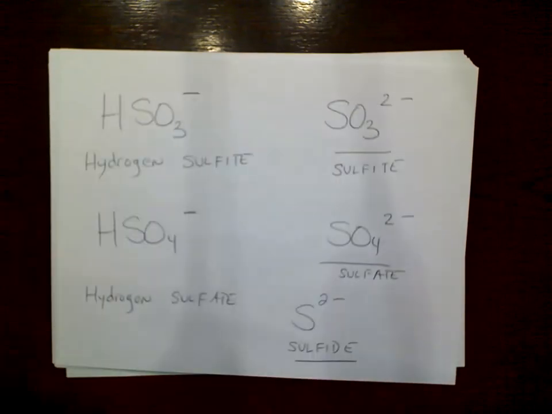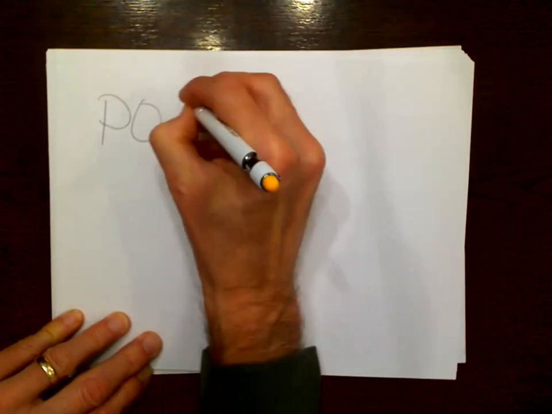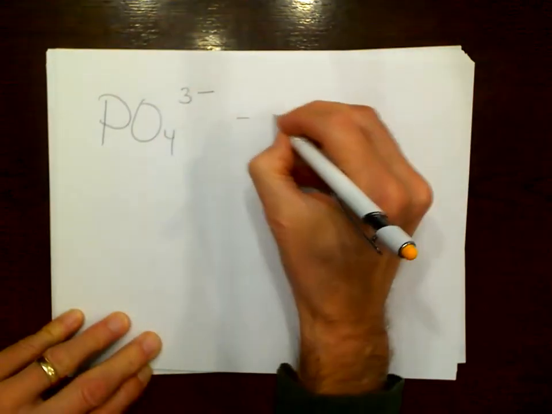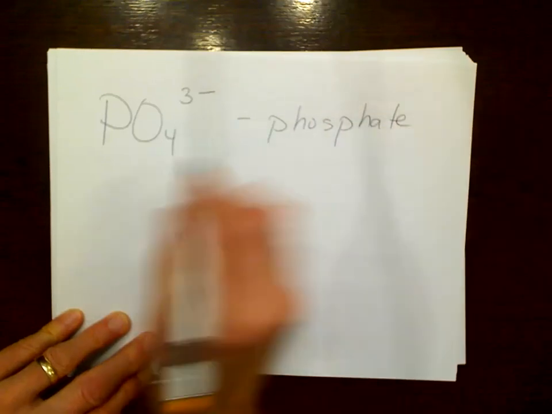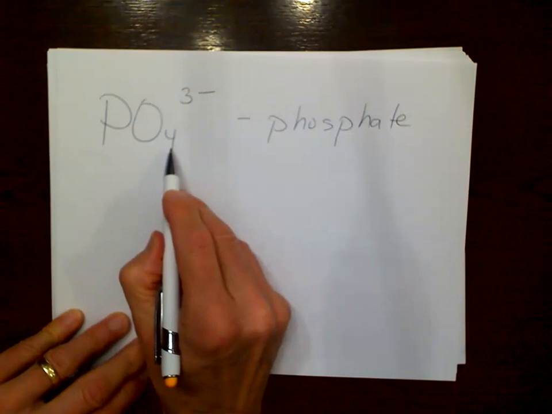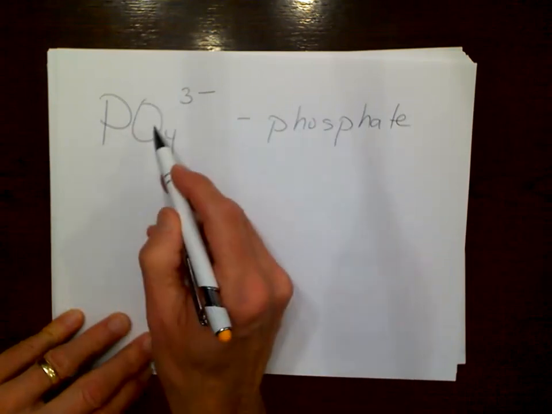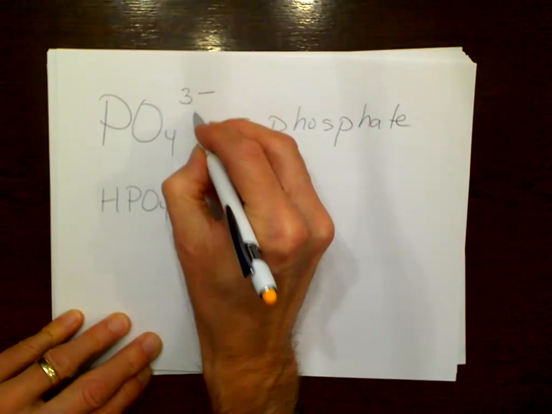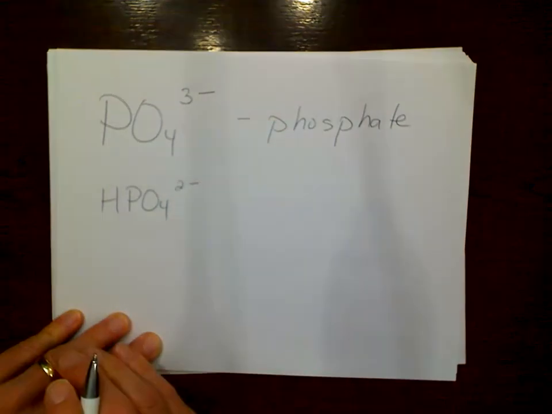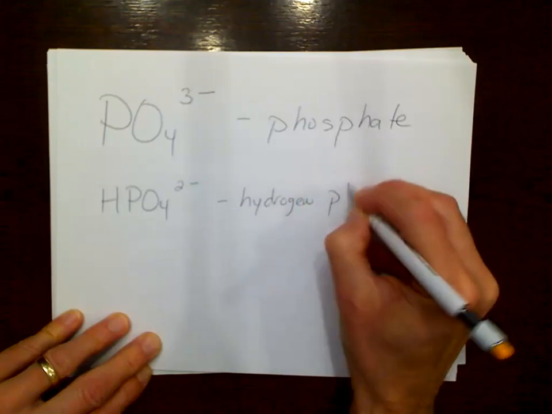We're going to start with the phosphate ion. The phosphate ion is PO4 3 minus. We call this phosphate. So a combination of 1 phosphorus and 4 oxygens that has 3 extra electrons, we call this phosphate. And this can gain a proton and become hydrogen phosphate, in which this charge is going to become 1 less negative. So we call this hydrogen phosphate.